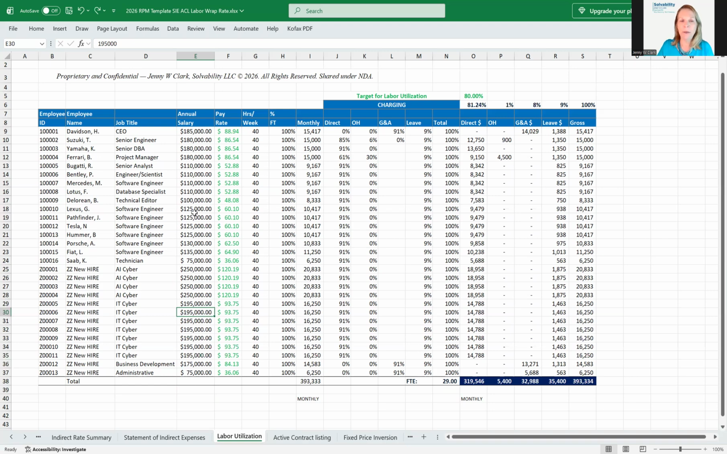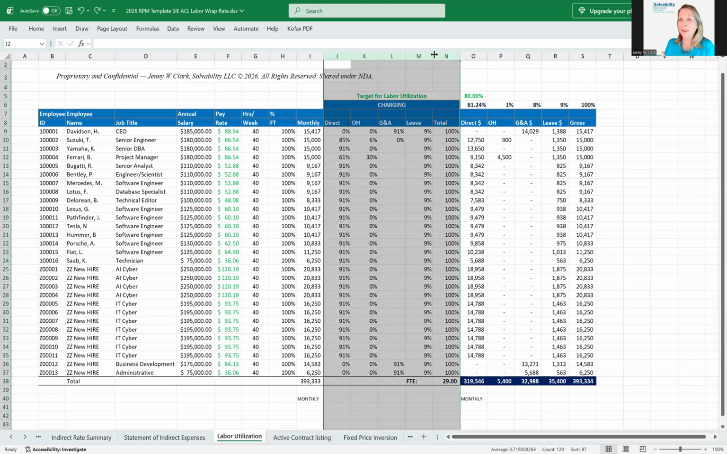Let's pretend that the way that I'm controlling this is I've got columns here for what I call charging practices. We just hired somebody. What did they charge to? Well, they're in human resources. Human resources is G&A, so that's a charging practice. They will charge to G&A.